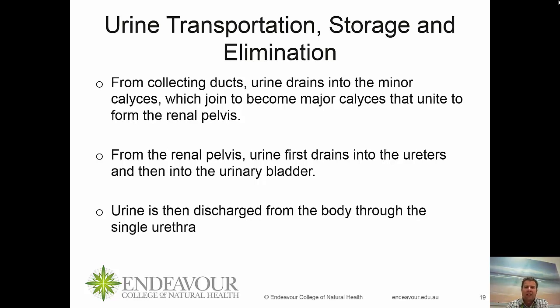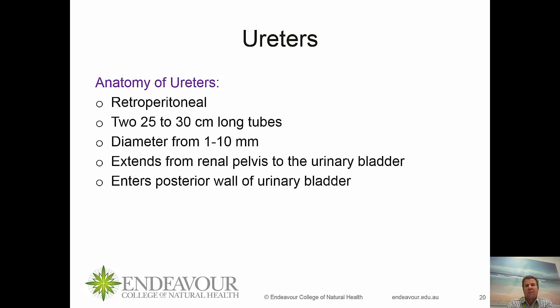So from the collecting duct, urine drains into these structures called minor calyces, and they form into major calyces that then turn into the renal pelvis. And from the renal pelvis, the urine drains into the ureters and then down the ureters into the bladder. From the bladder, urine is discharged out to the environment via the urethra. So that's what we'll go through now, is our ureters. So that's our first part.